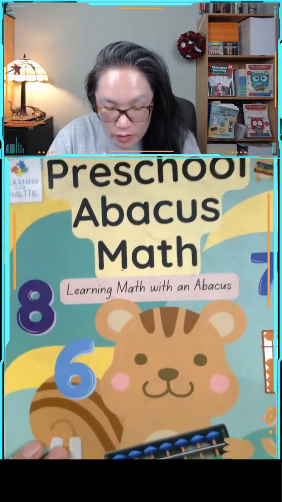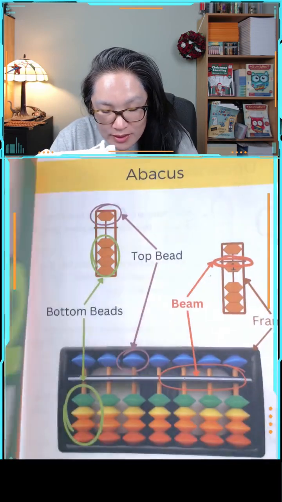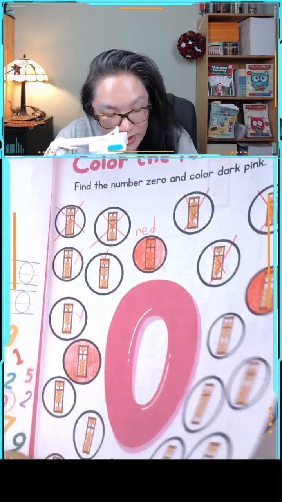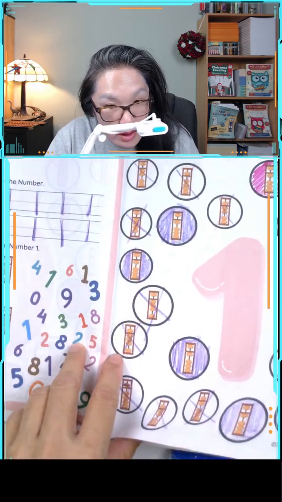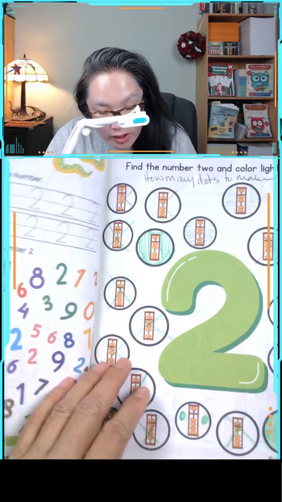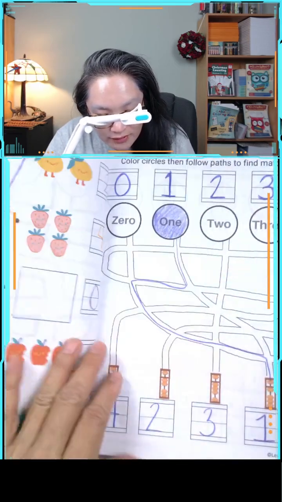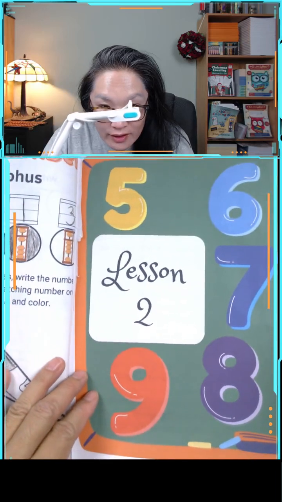So here is my preschool abacus book. I give you information like how to read the beads, and all it is is understanding the numbers and how they correlate to the abacus and the actual numbers themselves. We have 1, 2, and go all the way to 4 right now, and then we have all these activities. Again, I give you pixel art, and then we go into 5.